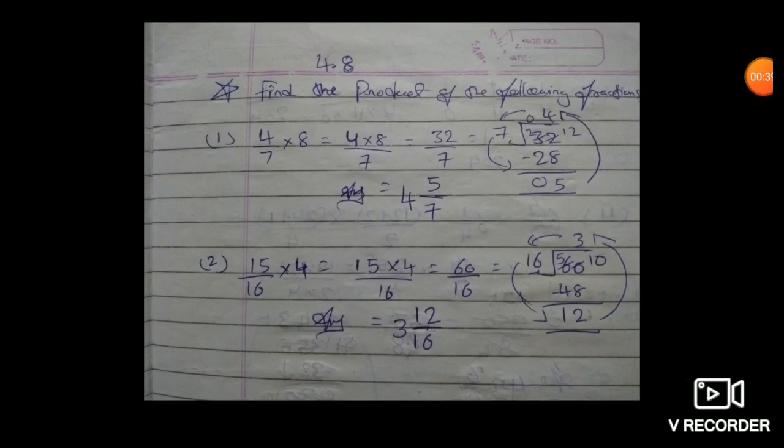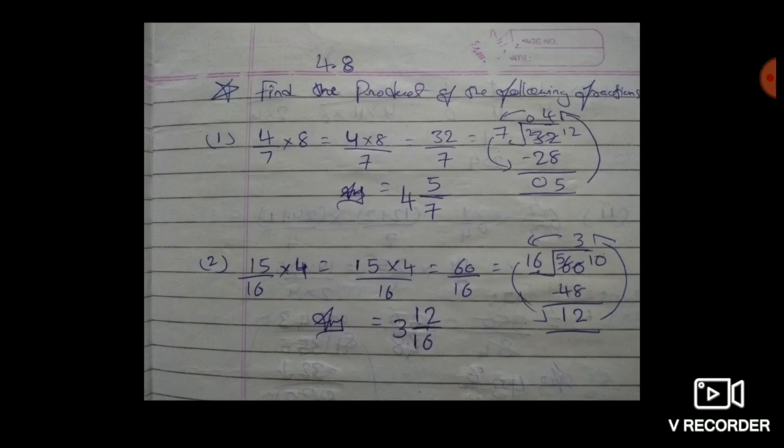Here you can see exercise 4.8. Question number 1: find the product of the following fractions. In this question, we apply the method of multiplication of a fraction. Here you can see the first question is already given in multiplication. So the first method is fraction with whole number. That means in the second fraction only the numerator is given, the denominator is not given. So here we can use the fraction with whole number multiplication method.